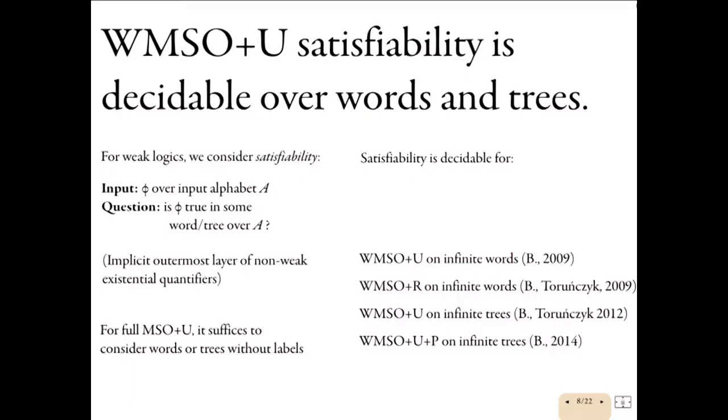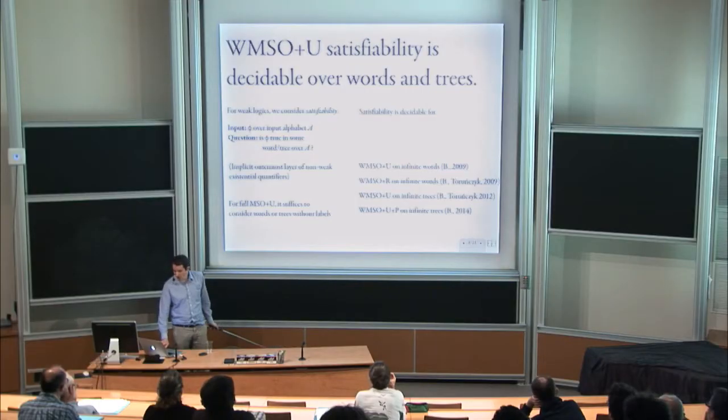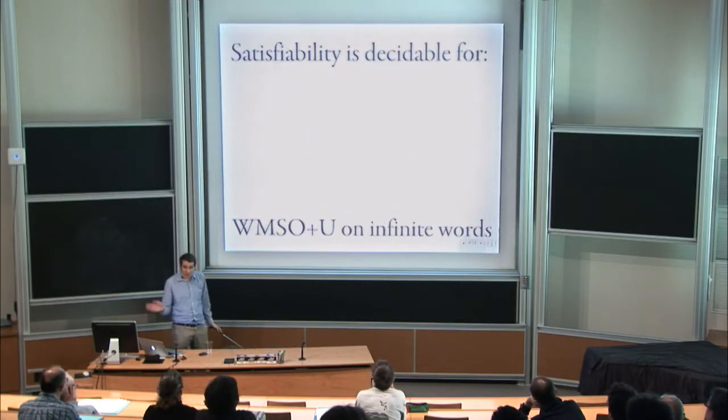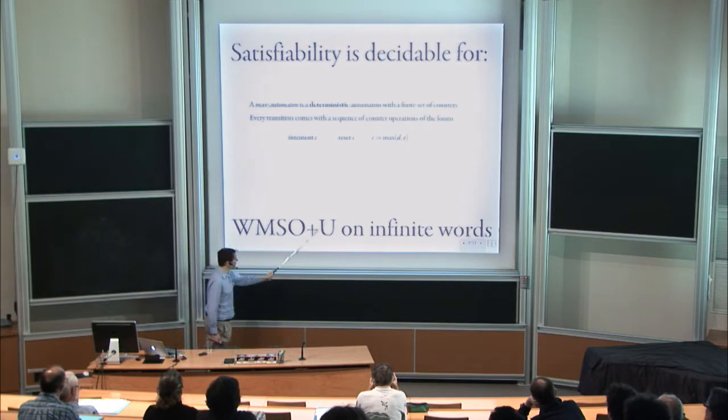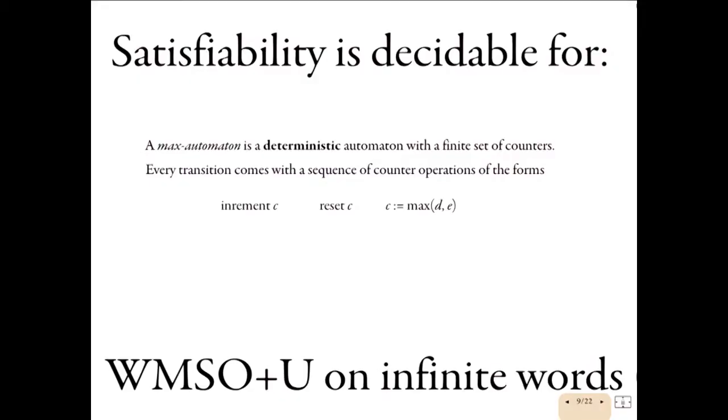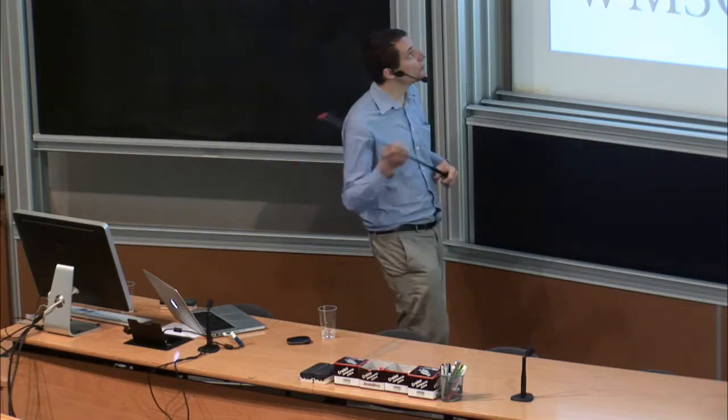So now I will start with the minimal result, and then I will tell you a little bit about the maximal result. So the minimal result is about weak MSO+U on infinite words. And it says that satisfiability is decidable, and the proof uses the automata method. What turns out to be the case is that for this logic, there is an automaton model. And it happens to be a relatively, in my opinion, natural automaton model, which works like this.